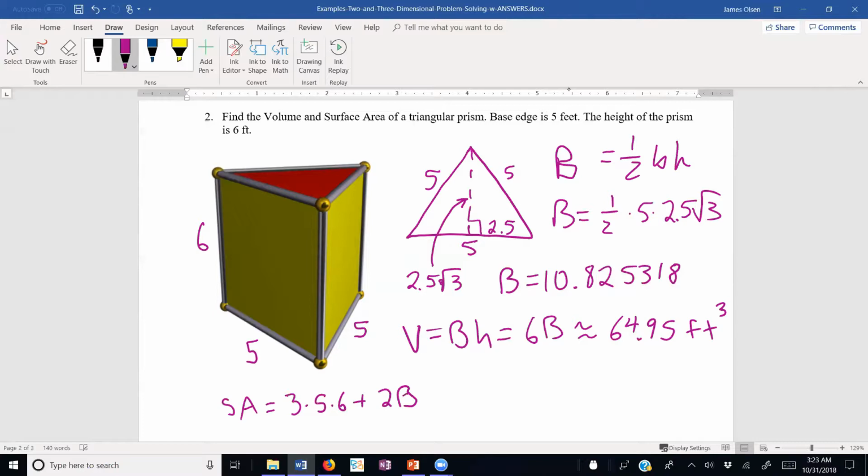So I have 3 times 5 times 6 plus 2 times 10.825318, and I get 111.650636. And since this is my final answer, I'm going to round off to 111.65 square feet. Now we're ready to move to our third example.